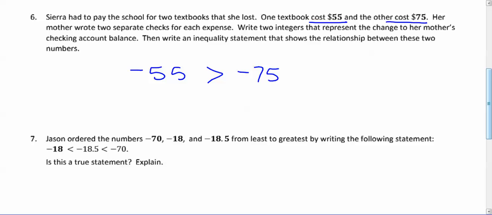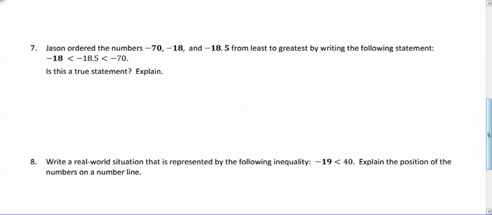We're going to look at the next question where we're asked to play teacher, so even I like to pretend from time to time. All right, we're going to correct Jason if he's wrong. Jason ordered the numbers negative 70, negative 18, and negative 18 and 5/10 from least to greatest by writing the following statement. Is this a true statement? Explain. All right, so take a look at it. Did he do that correctly? No, clearly not. So least to greatest, let's fix that.